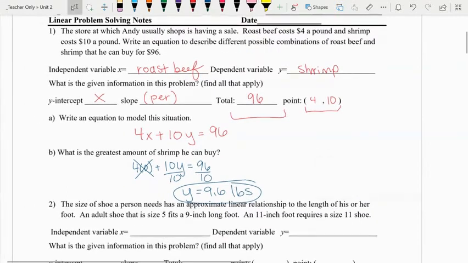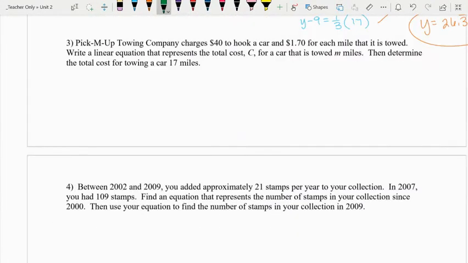Remember, with word problems, you always have to label it. We're getting away from labeling all those things, but it might be something that can help you. So if you feel like it can, please feel free to do so.